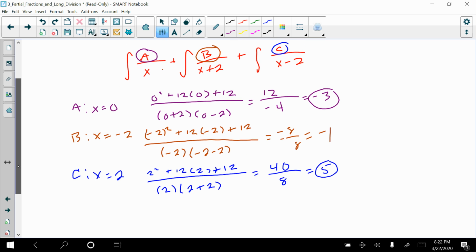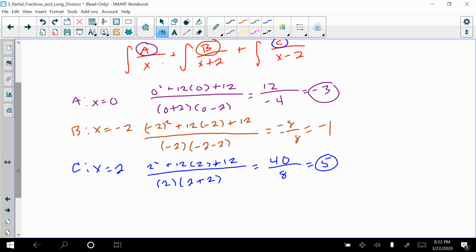All right. So hopefully you guys are keeping up with me here, because I think the explanation takes way longer than the work actually does, and the work on this is really simple. So for the first fraction, we're going to get a negative 3 over x dx. Then we're going to get another one where we substituted the b, and that'll be negative 1 over x plus 2 dx. And then the third one will be the 5 over the x minus 2 dx.